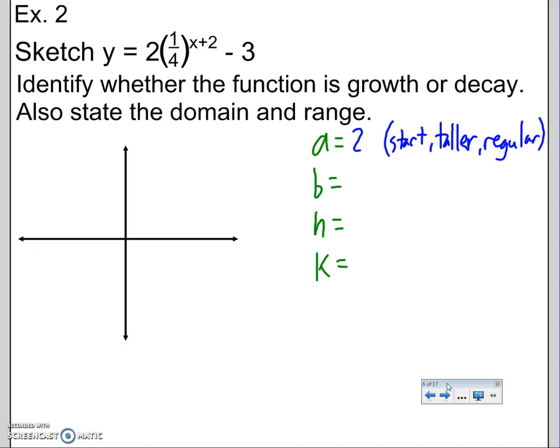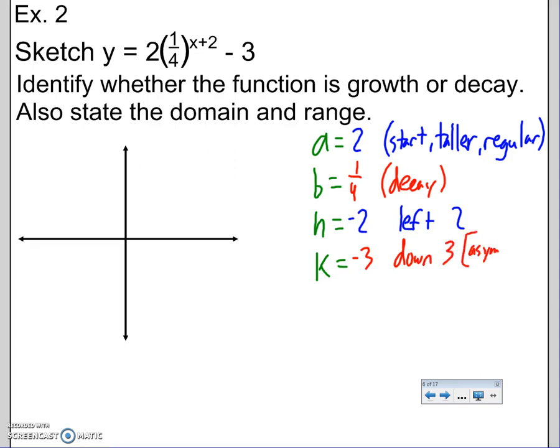Alright, b is what has the exponent. It is 1/4. 1/4 is less than 1. So that's going to be decay. H is, oh, I know it's going to go left 2. No, H is more opposite of that. So H is x opposite of H. That's really negative 2. That's why it's left 2. And K is negative 3, meaning it's down 3. That's also our asymptote. Remember, we approach that line, but we never cross that.